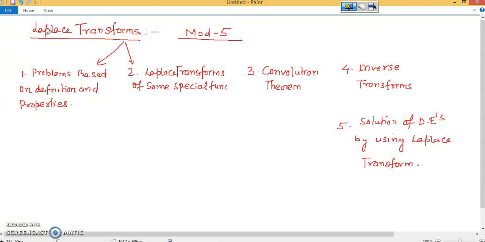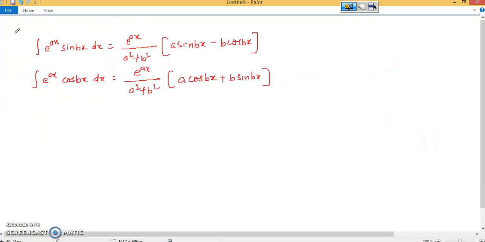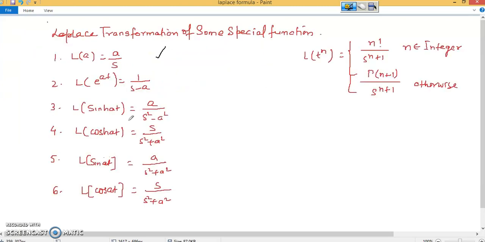Hello friends. Here are some important special functions for which the Laplace transformation is given. So here we'll see the Laplace transform of a is a by s.